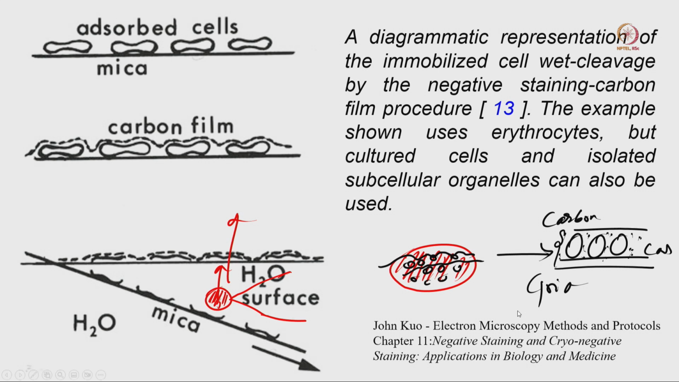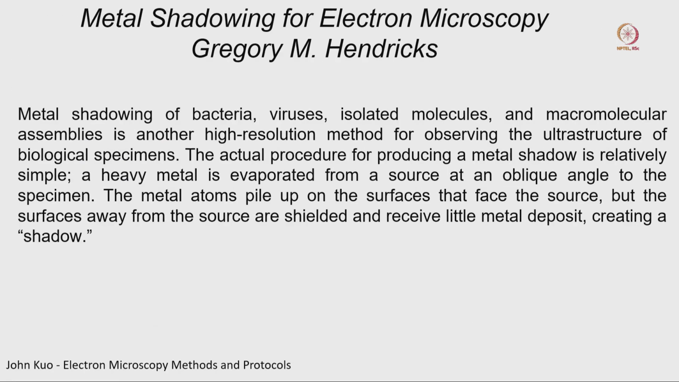Now we'll discuss how we can do metal shadowing for electron microscopy. Metal shadowing for electron microscopy is a very popular technique, mainly used for bacteria, viruses, isolated molecules, and macromolecular assemblies, to get high resolution images with better contrast and to see the ultrastructure of the biological specimen.